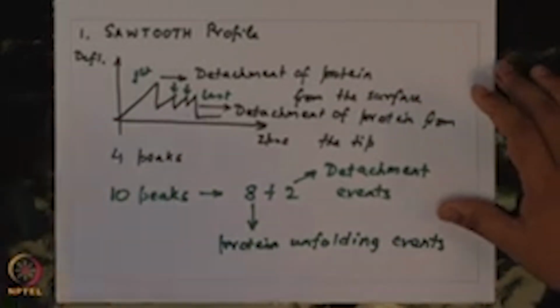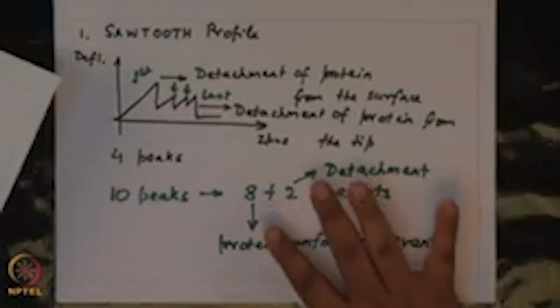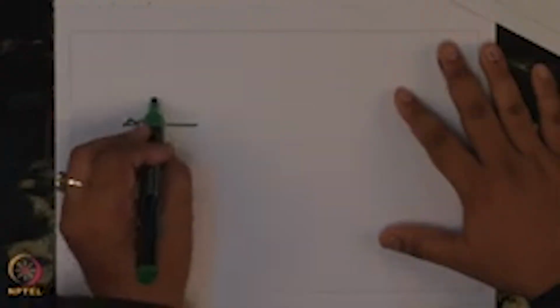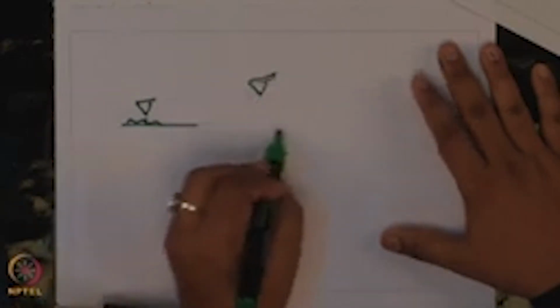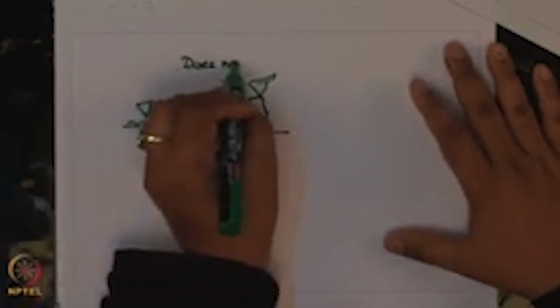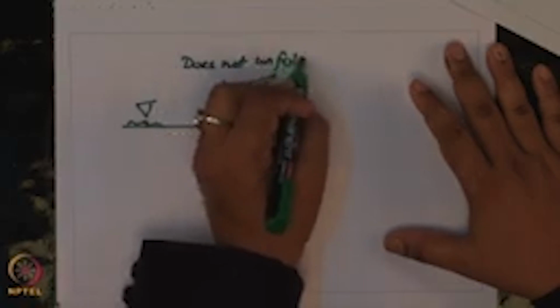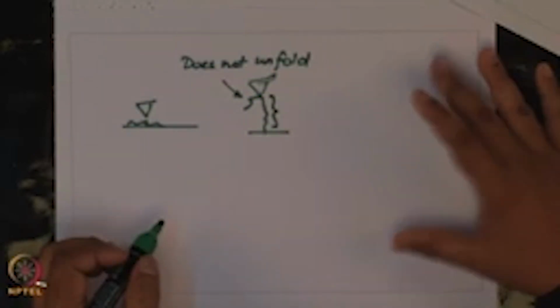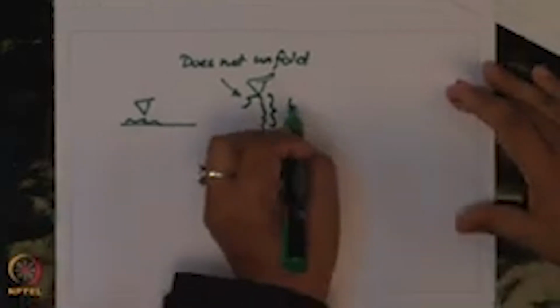But it is not necessary. For example, let us say you did this pulling experiment and you got 8 peaks, but it is not necessary that you will always get 8 peaks. The reason, which I explained in the last class, is that when your protein is adsorbed, you have no control over where your tip hits the protein. Once the tip starts going up, you will have an overhanging portion, which does not unfold. Only the segment which is being stretched unfolds.